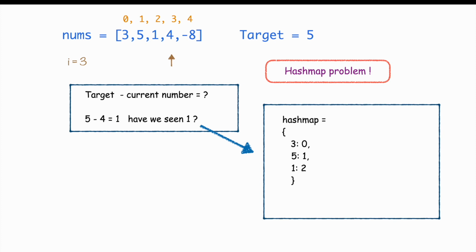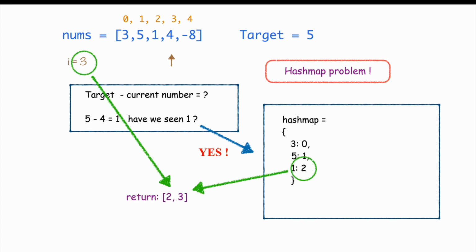The value is 4. The missing number is 1. 5 minus 4 is 1. Have you seen 1? The answer is yes. In the previous step, the index for the value was 1. So we have an answer. Because we are returning the indices, we have to grab the current index, which is the current value I, and the value from the Hashmap, where the key is that missing number. So those are the two numbers we need to grab and return.